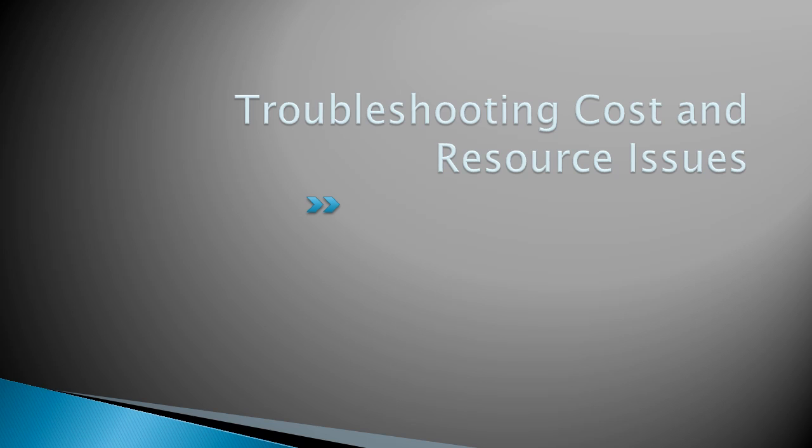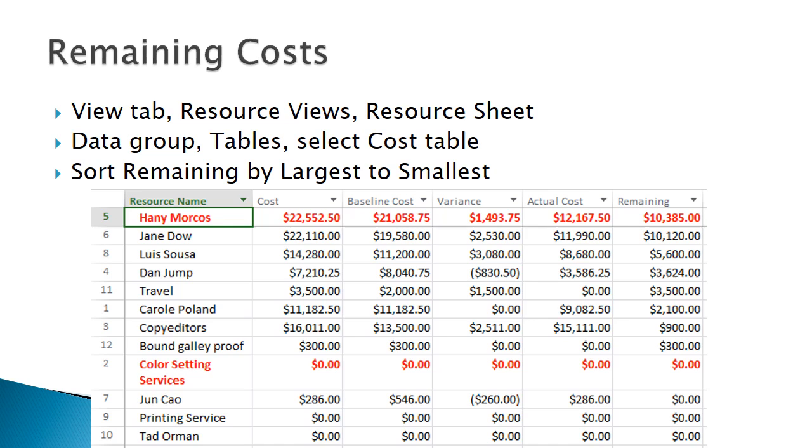Now let's take a look at troubleshooting cost and resource issues. Of course, we should start with the project statistics, which we just examined, so let's continue on with this plan. Once we've reviewed the project statistics, the best starting point for examining resources and cost issues, usually directly related to resources, is the cost table as viewed through the resource sheet.